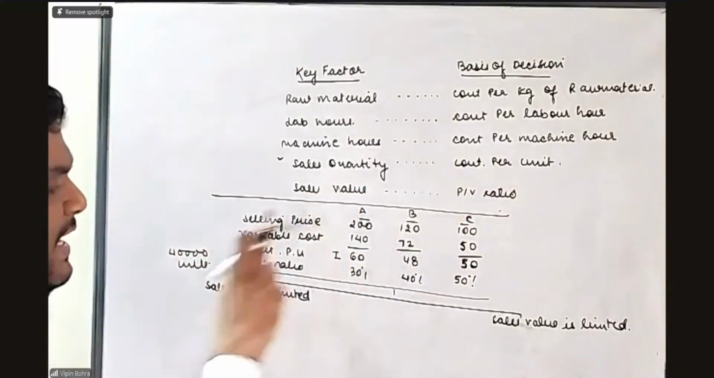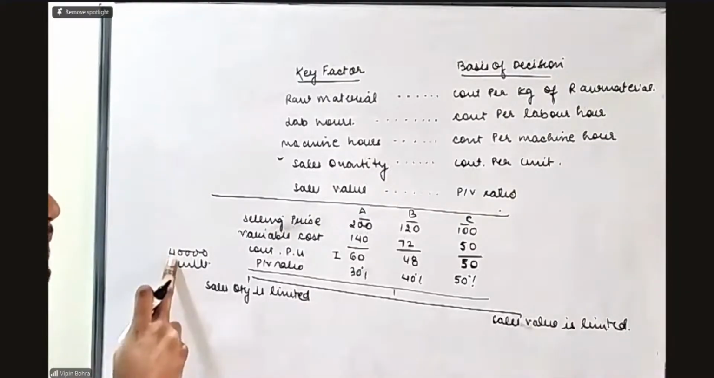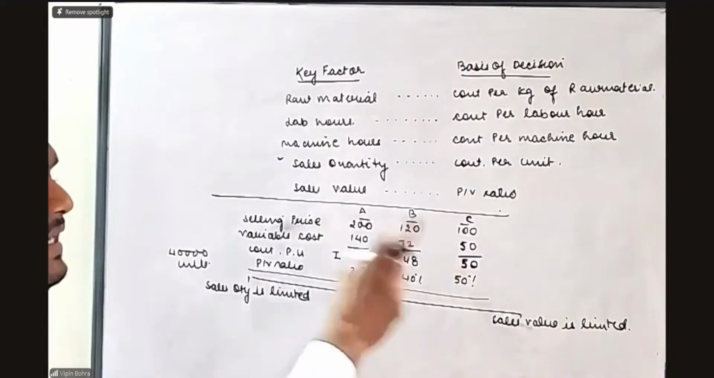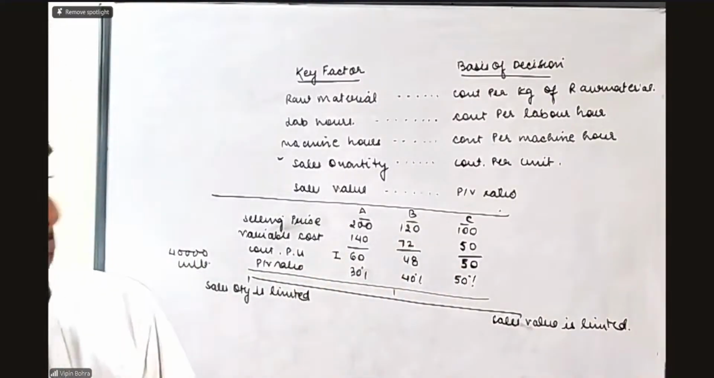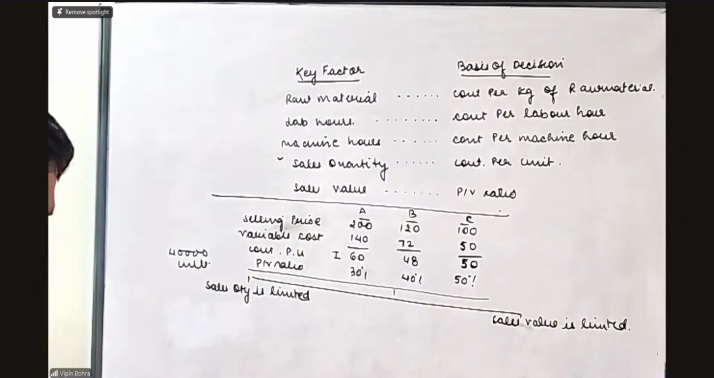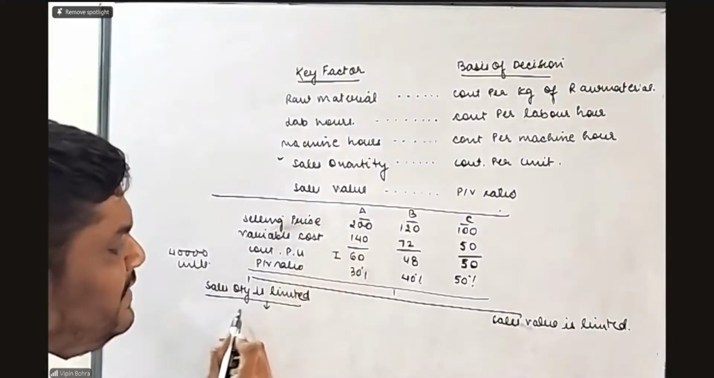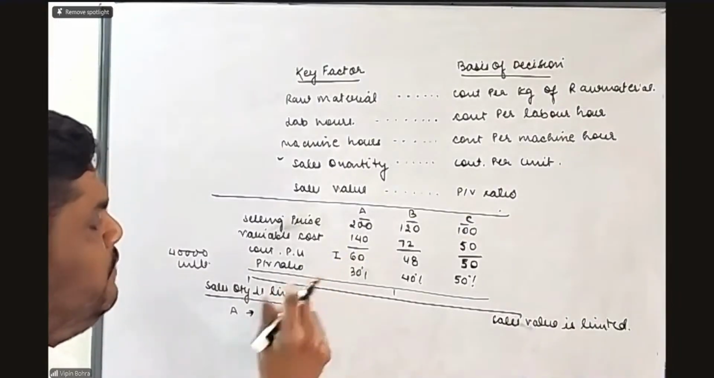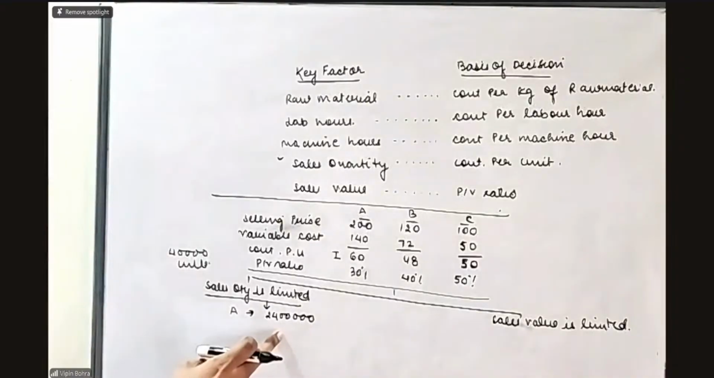So if we manufacture A, my contribution will be 24 lakh. If we manufacture C, it will be 20 lakh. And for product B, it will be 48 into 4, 19 lakh 20,000. So if the sales quantity is limited, what we should manufacture? Product A, and the contribution will be how much? 24 lakh. Any other opinion? Yes or no? I hope this part is clear to you.